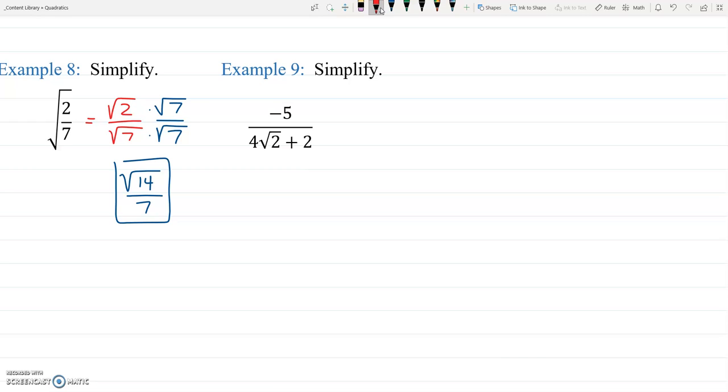Okay, here is a new word for you. It's called, if you say it as a verb, it's conjugate. And if you say it as a noun, it is the conjugate. Okay, so we are going to multiply by the conjugate.